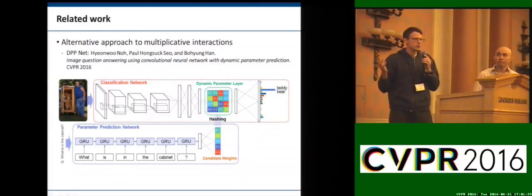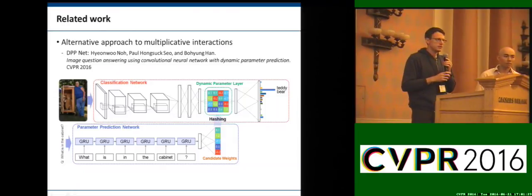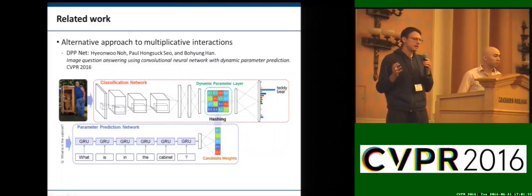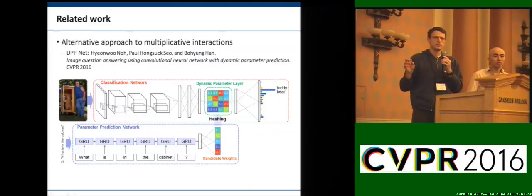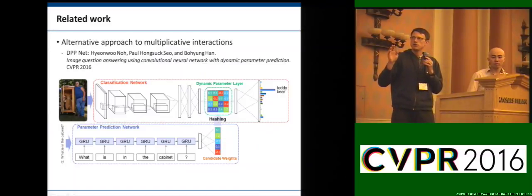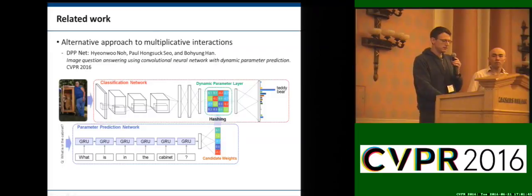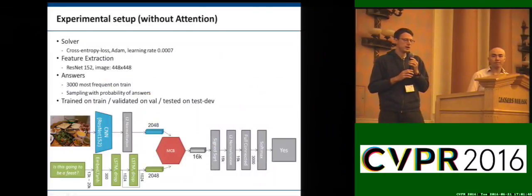I just want to note that the work from Adele, who also participated in the challenge, has some similar ideas in the sense that they also have multiplicative interactions, but they use a different approach to it by predicting the network layout with the question embedding network.